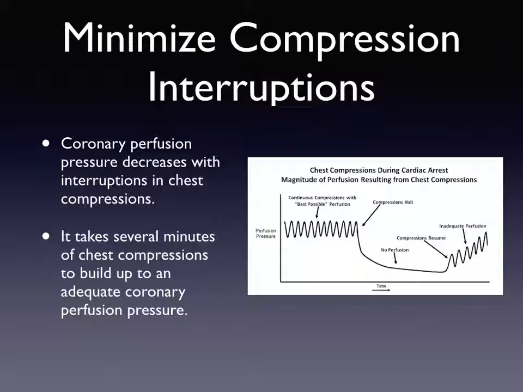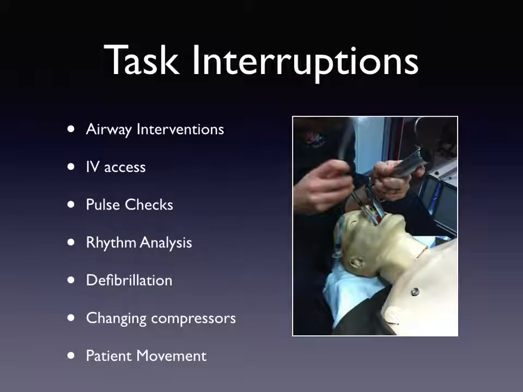We have decided to coordinate the way we approach cardiac arrests in this district, mostly to minimize compression interruptions. The reason we want to do that is because if you look at coronary perfusion pressure, it decreases very quickly, as you see in the graph there, with interruptions in chest compressions. And it takes several minutes of chest compressions to build up an adequate coronary perfusion pressure when we resume CPR. So for us, it may seem like we've only stopped CPR for just a few seconds, but in reality, the coronary perfusion pressure takes a while to build back up again.